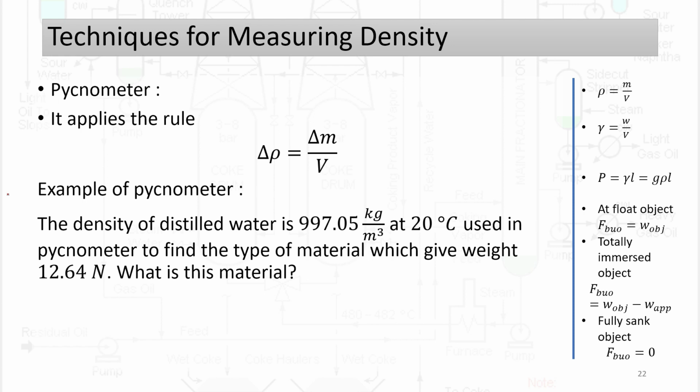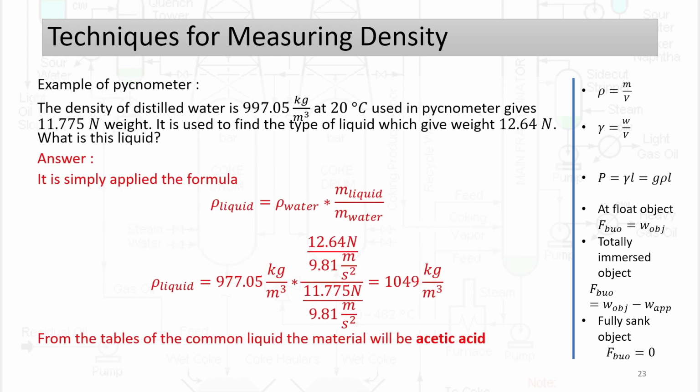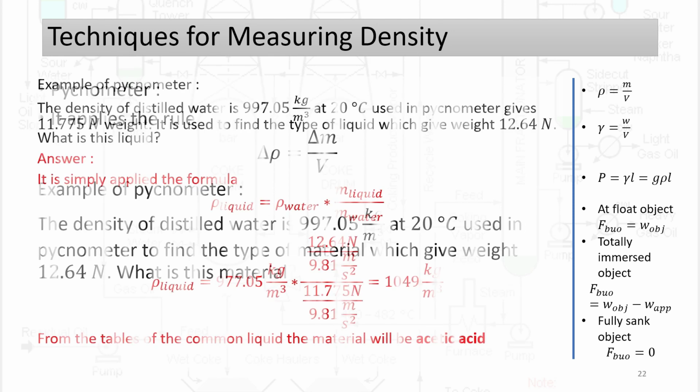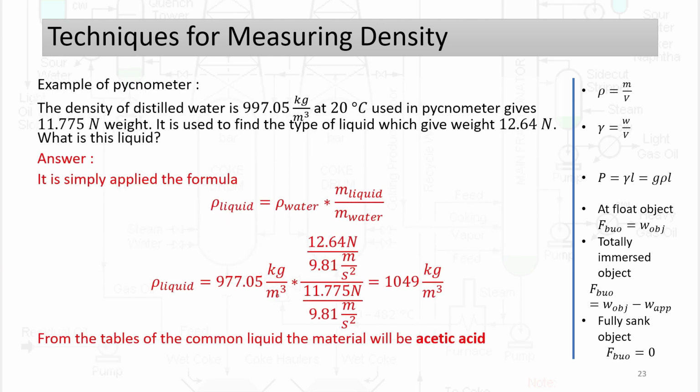And they also give me the mass for the water. I forgot to mention it there. It's mentioned here. See here, the mass of water itself, which in reality they give me as a weight, 11.775 newtons as a weight.